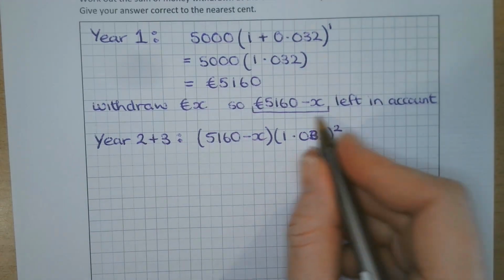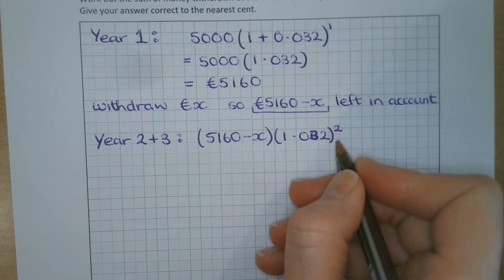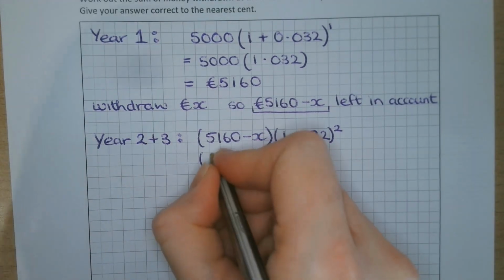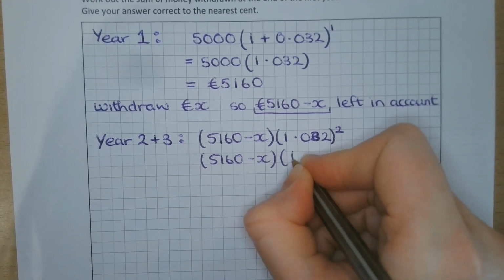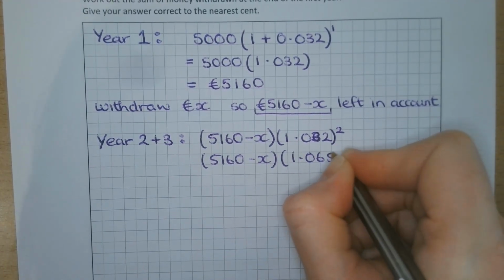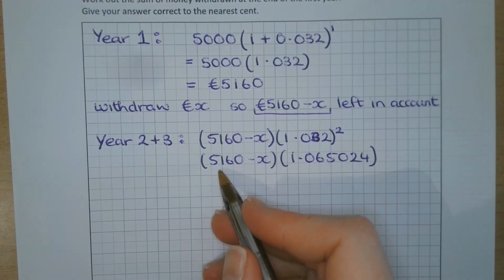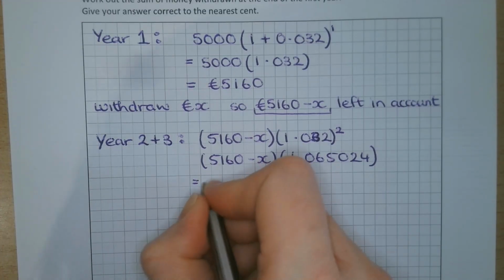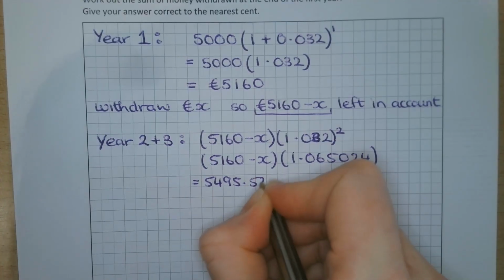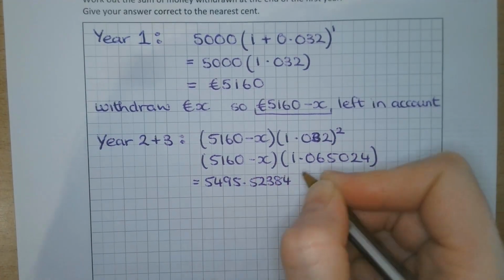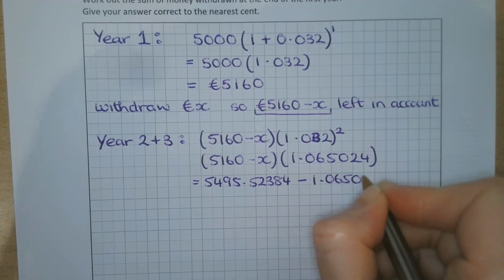We can work out this bracket here, the 1.032 to the power of 2. So we get (5,160 minus X) multiplied by 1.065024. And then we can multiply that into our bracket. So what we end up with is 5,495.52384 minus 1.065024 X.